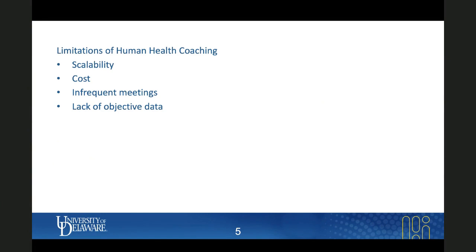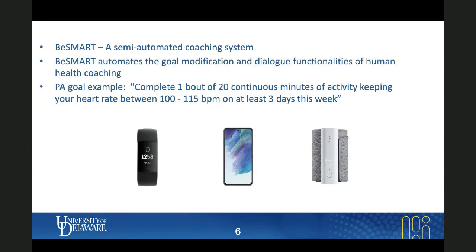The other limitation is the lack of objective data. Health coaching is usually done when participants come and say, hey, I've achieved this, so it's mostly subjective measures. To overcome all these limitations, we introduced BSmart, a semi-automated coaching system. BSmart combines both human health coaching and automated health coaching to increase physical activity. It automates the goal modification and dialogue functionalities of human health coaching, which I'm going to show you in a bit, what it exactly means.